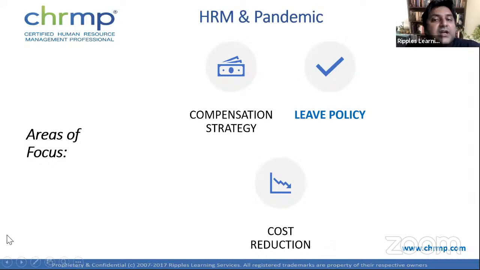And then you have compensation strategies changing with HRM. There is leave policy which is changing with HRM, and then there is cost reduction which is changing in HRM. Right now, all this is changing in the pandemic, and HR has to deal with it.